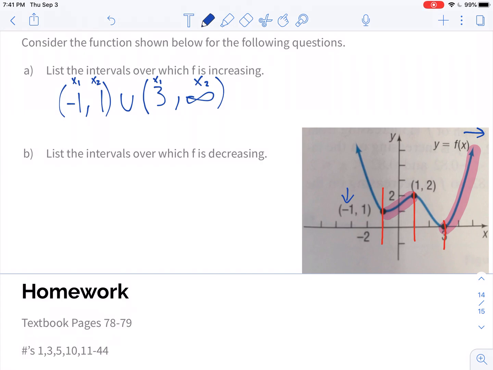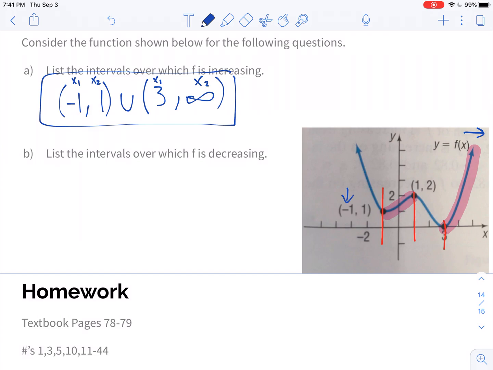All right, so that's how I report my intervals when it's increasing, and I leave it like that. We always report in terms of x. We never think about the y values. Do not tell me that it's increasing from the point -1, 1 to the point 1, 2. Do not tell me it's increasing from the point 3, 0 to forever. You're using interval notation to write this. We don't talk about the y values ever when we're reporting increasing, decreasing.